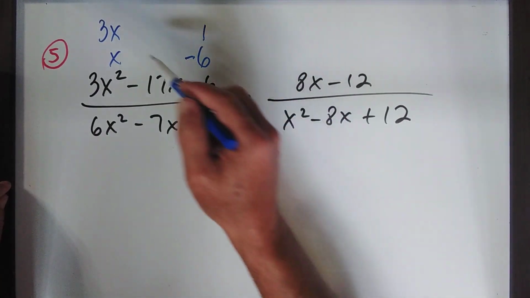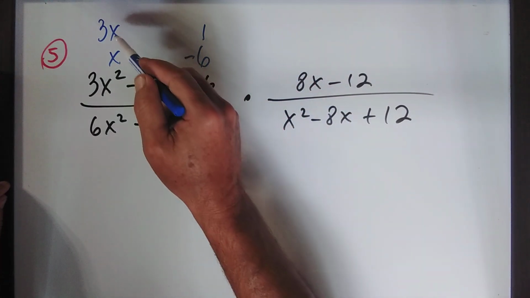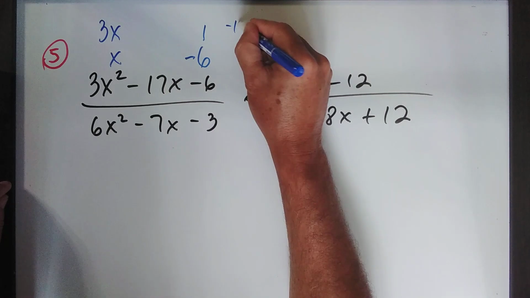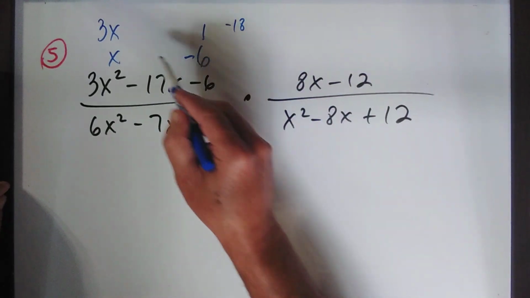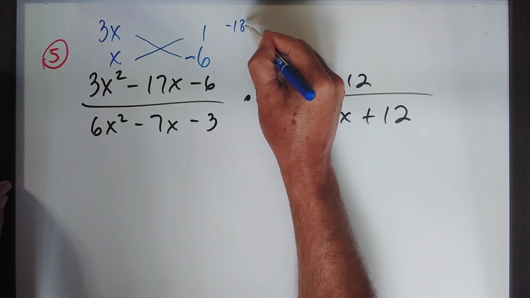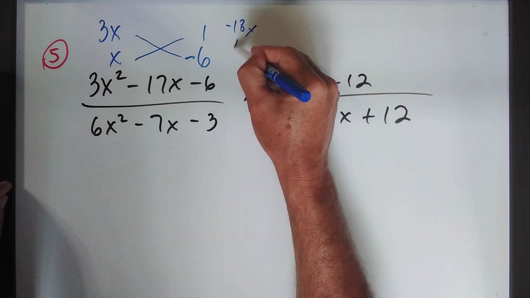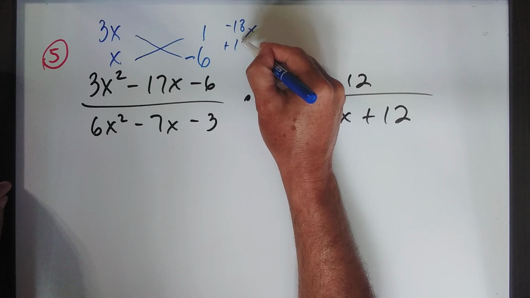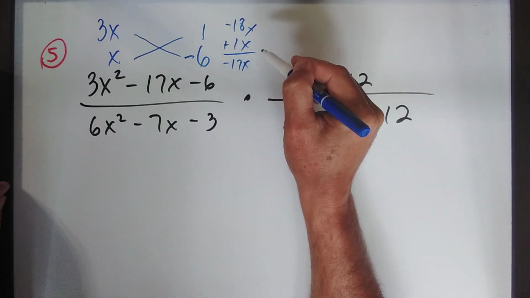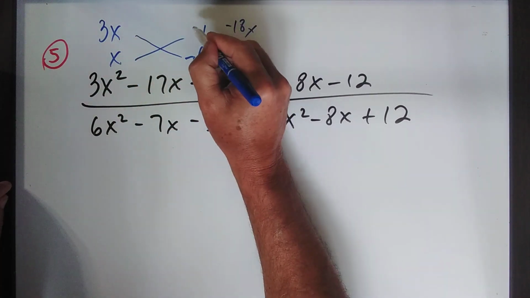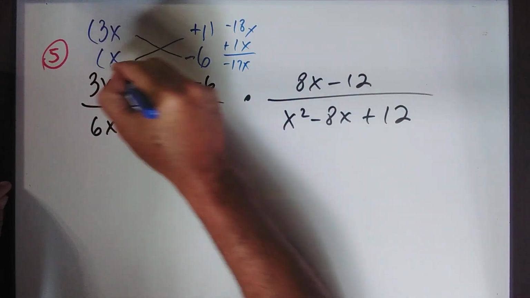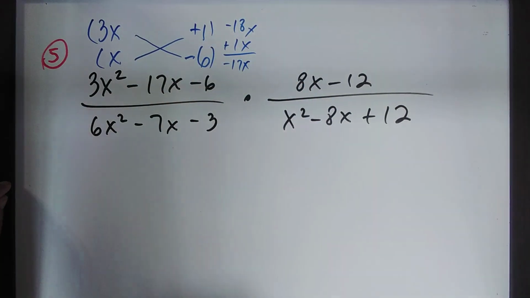I'm gonna cross multiply to see if I got it right. 3x times negative 6 is negative 18x, and then x times 1 is positive 1x. Negative 18x and positive 1x gives you negative 17x, which is my middle term. That means that I got the right numbers, 3x plus 1 and x minus 6.